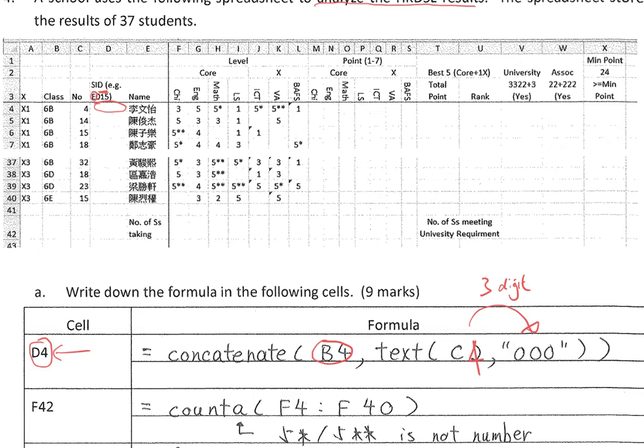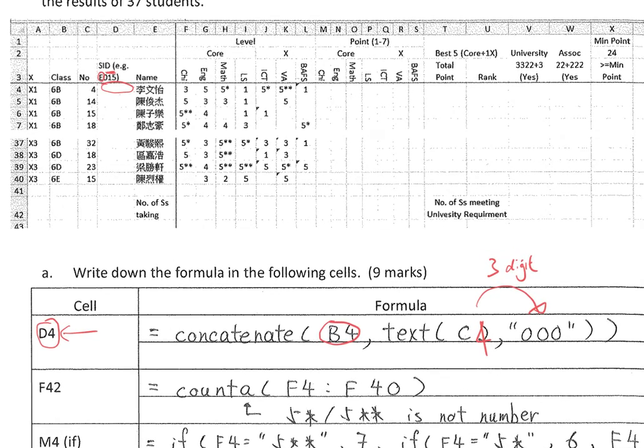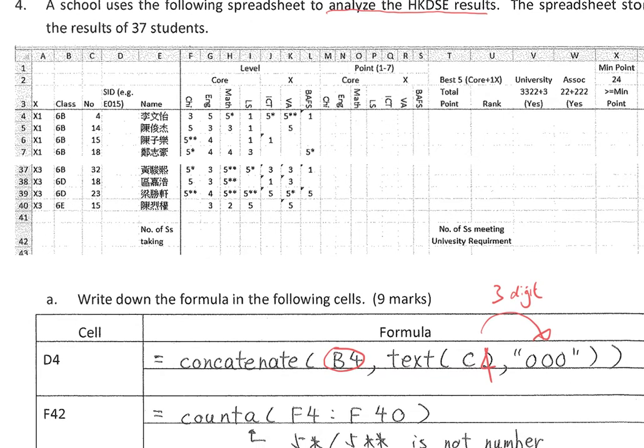Then we go to F42. I just clear all the things, and F42 is this value here. It will count how many students have taken the subject. In this case it is CHI. How many students have taken CHI?